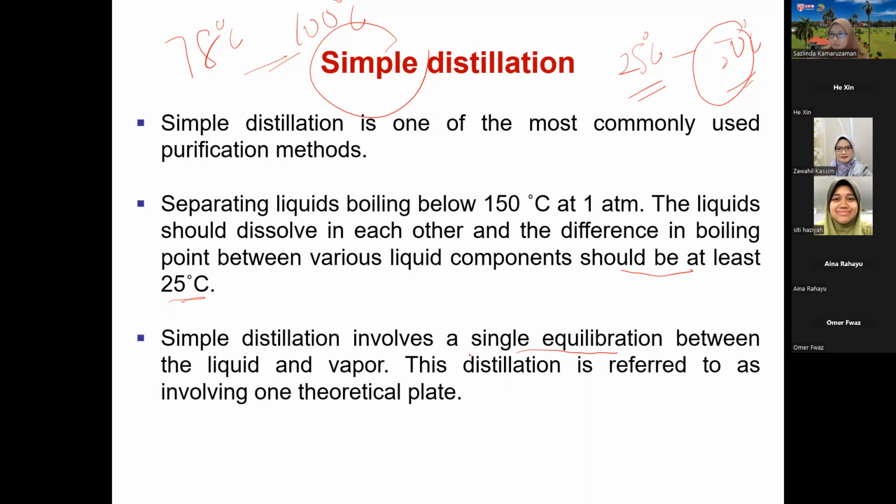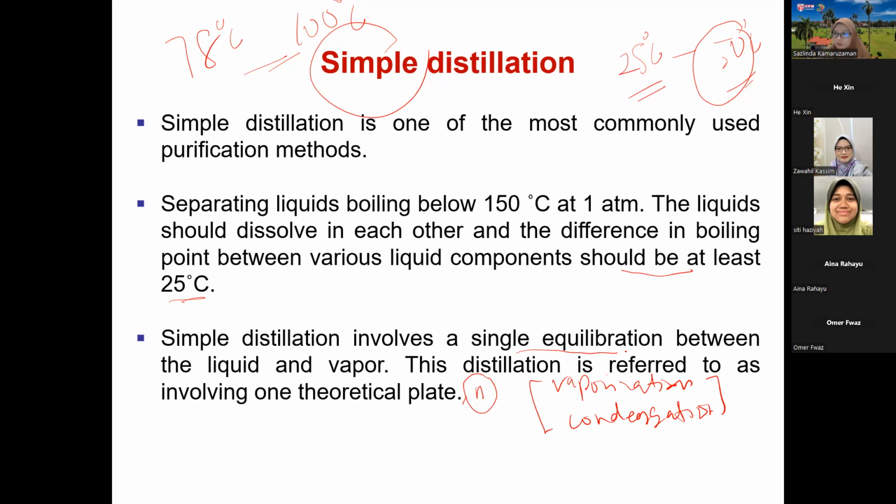When we talk about distillation, we always look at the theoretical plate. What does it mean? The symbol of the theoretical plate in distillation is a small n. Small n represents the cycle that happens in the distillation, a cycle involving vaporization and also condensation. The equilibration goes from liquid to vapor and then back to liquid. One cycle, one process here, we call one theoretical plate.